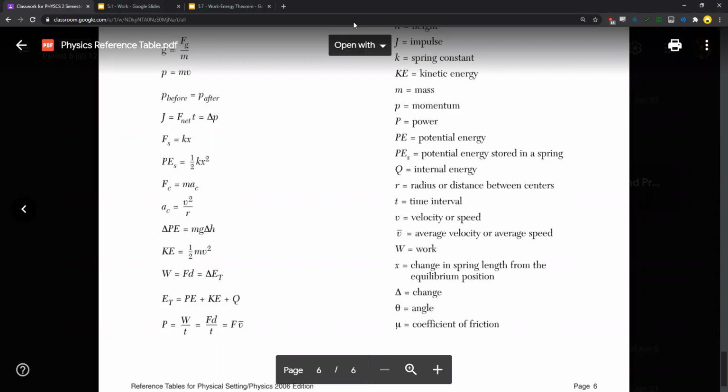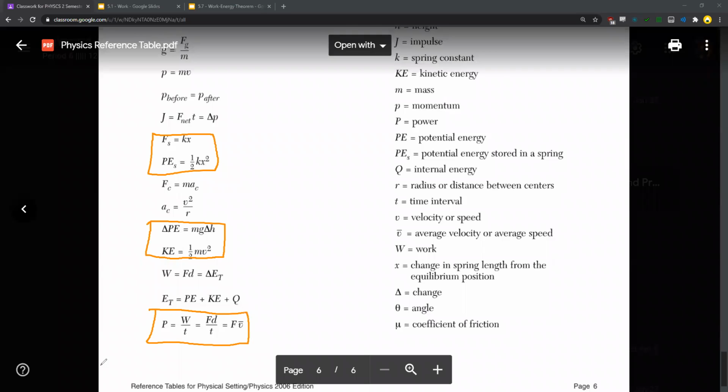We learned these two on Monday and Tuesday. We've learned about these two in lesson 5.3, right? We've learned about power. We've learned about the conservation of energy. We've learned about work. And the final thing we need to learn about is the relationship between work and delta ET. That is what we need to learn about.